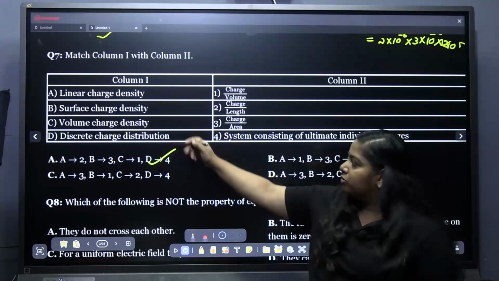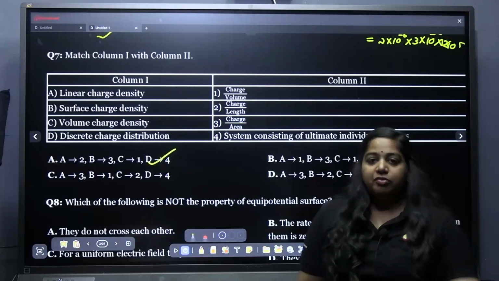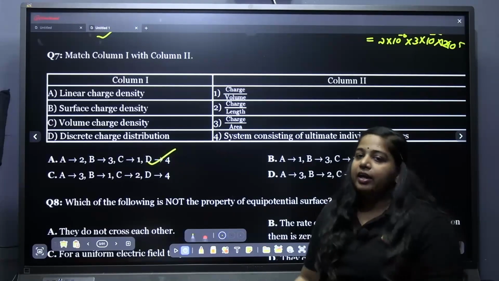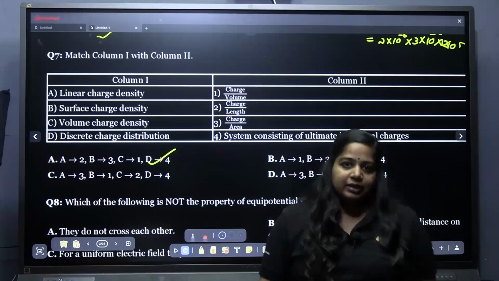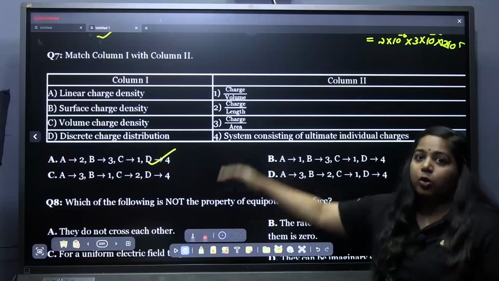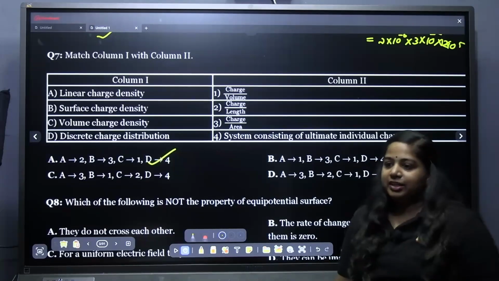We don't even have to solve the other things. If you know even just one single match correctly, you might be able to get the answer. So before solving everything, just check the options also. That is another strategy we can use.